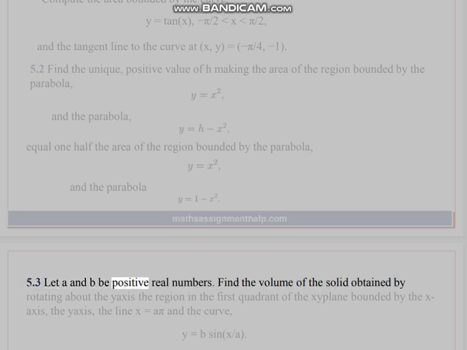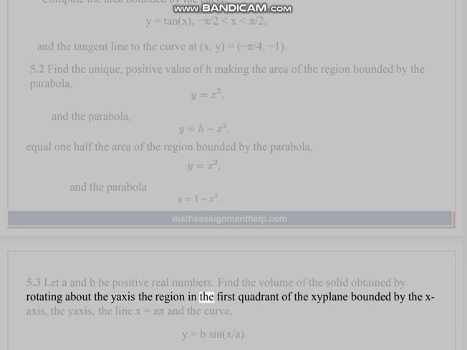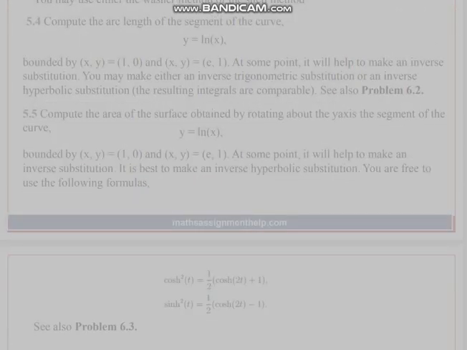5.3 Let a and b be positive real numbers. Find the volume of the solid obtained by rotating about the y-axis the region in the first quadrant of the xy-plane bounded by the x-axis, the y-axis, the line x equals a, and the curve y equals b sin(x/a). You may use either the washer method or the shell method.